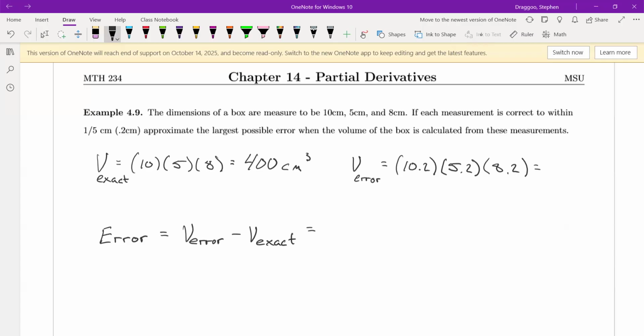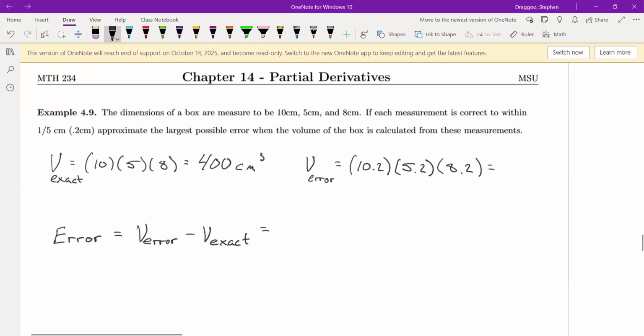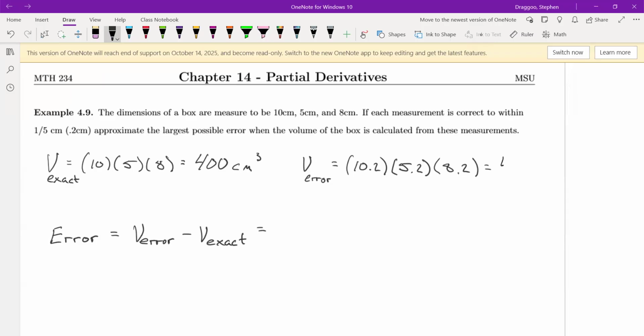Anybody get the error volume? It'll be a 400 and something. Sweet, what is it? 928. Brilliant. So if I take the difference between that and 400, I get 34.928. That might be one way to approximate the error.